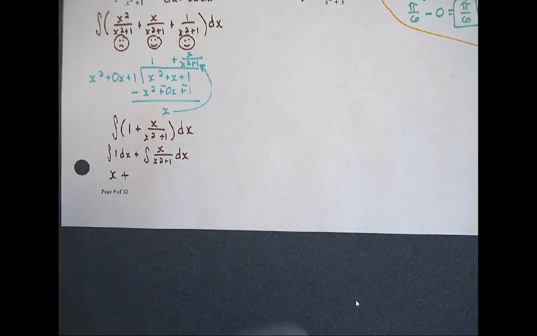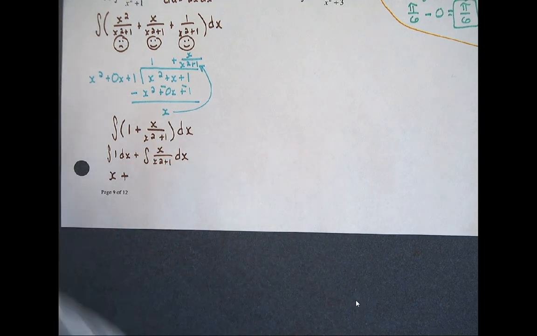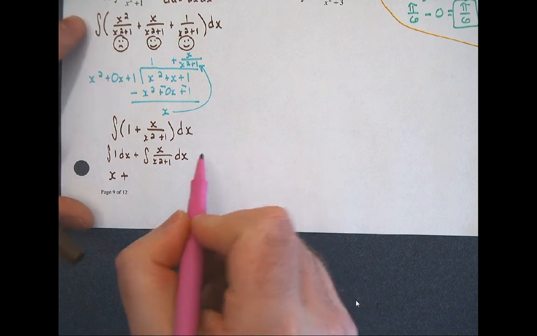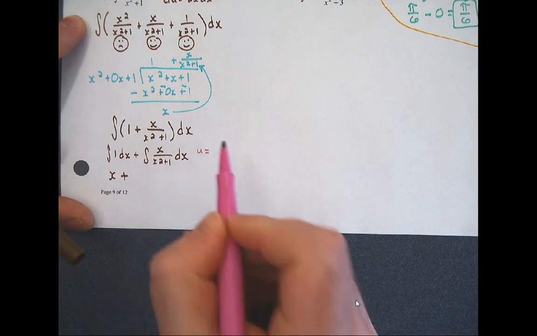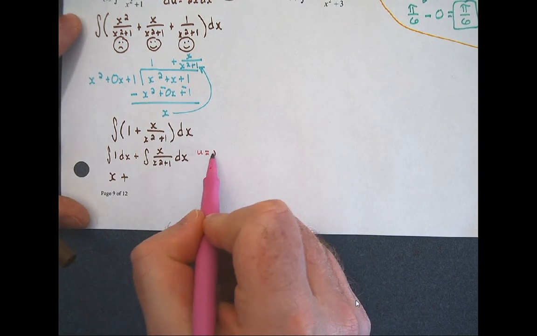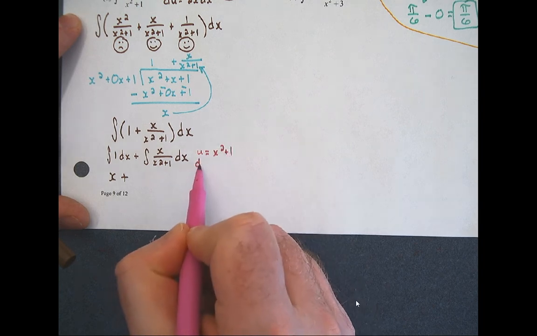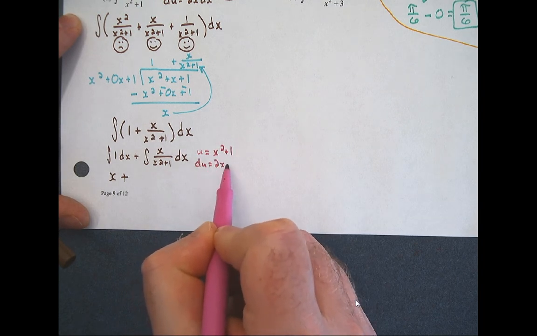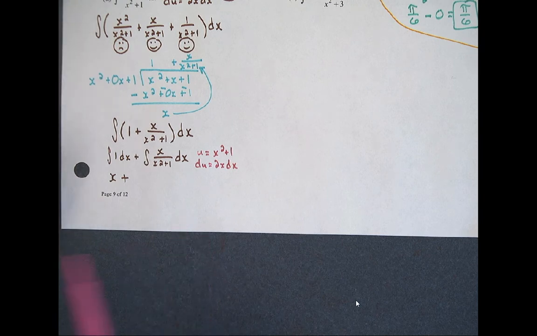This is a little bit more work, so I'm going to leave myself a little note that u is equal to x squared plus 1. So du is equal to 2x dx. So let's see what I have here.